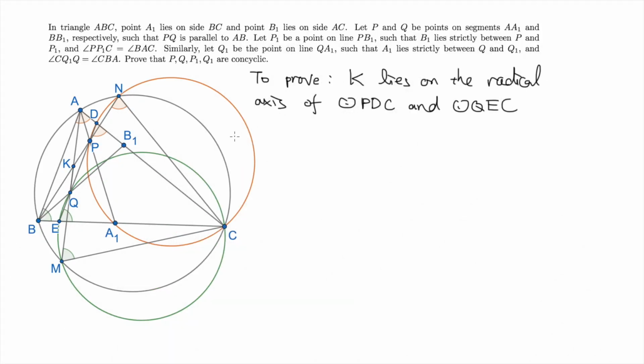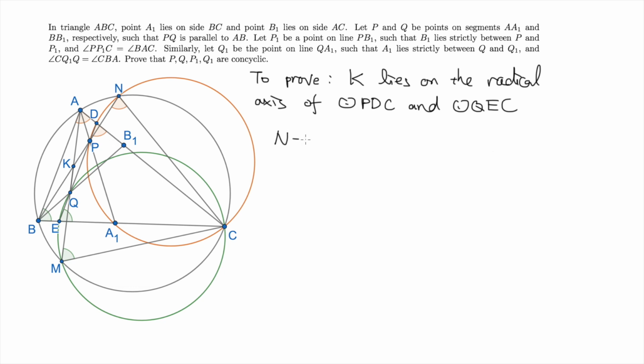Finally, we are going to show that K lies on the radical axis of the circle PDC and QEC. As you can see, we have completely removed the dependency on the points P1 and Q1, which are hard to characterize. So let's see how we prove this statement.